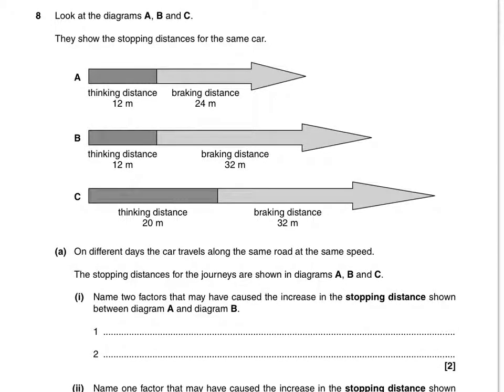Look at the diagram, A, B, and C. They show the stopping distance of the same car. Okay, so we've got different braking distances. On different days, the car travels along the same road at the same speed. The stopping distance from the journeys are shown in diagrams A, B, and C. So we know it's the same car, same speed, same road, maybe different road conditions though. Okay, so name two factors that might have caused the increase in stopping distance shown between diagram A and diagram B. There's loads and loads of options here.